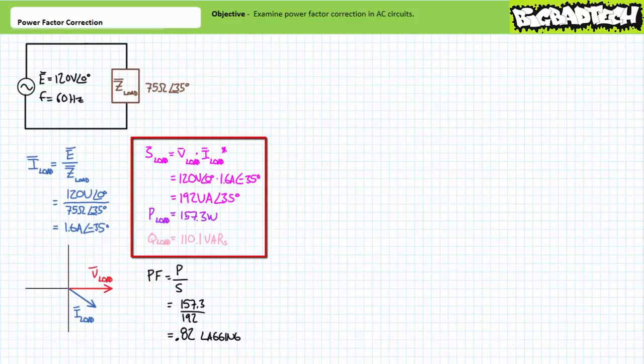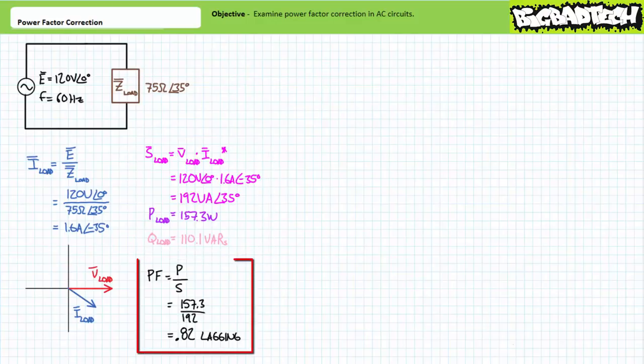Resolving this into its real and reactive components demonstrates the electrical load is directing 157.3 watts towards real power and 110.1 vars towards a reactive interchange. Finally, it can be said that the electrical load has a lagging power factor of roughly 0.82. Let's put these initial figures aside as a basis of comparison for the upcoming exercise.